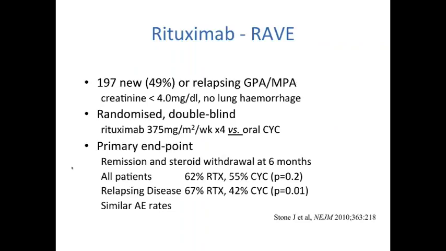Their primary endpoint was remission and steroid withdrawal at 6 months, and in all patients, 62% of the rituximab group achieved the primary endpoint compared to 55% of the cyclophosphamide group, and that was not statistically significant, whereas in relapsing disease, the response rate was 67% for the rituximab group and 42% for the cyclophosphamide group, and this was significantly different.